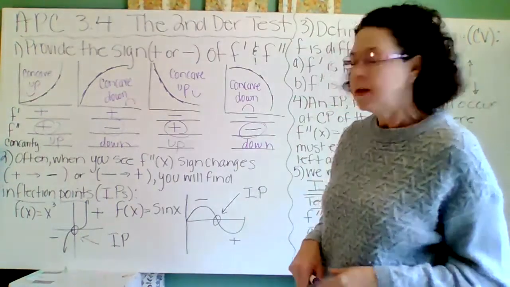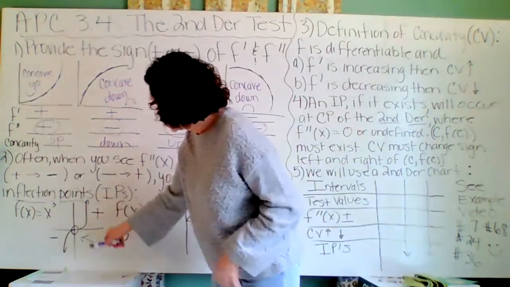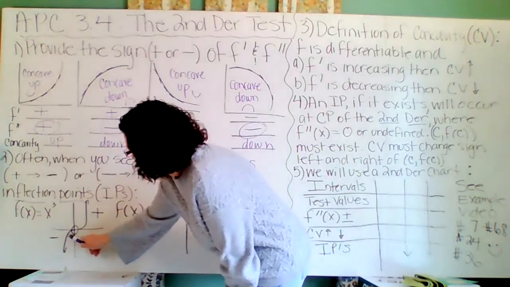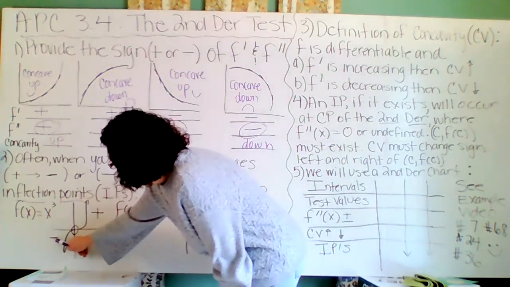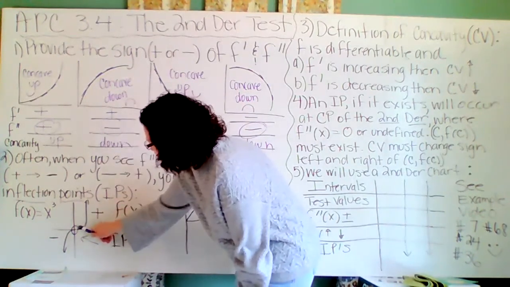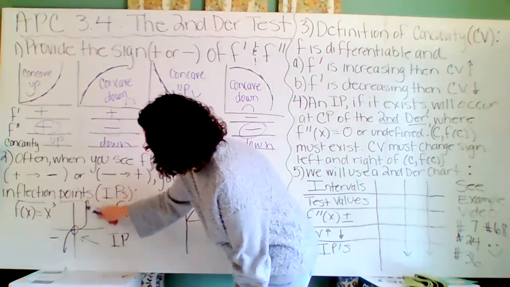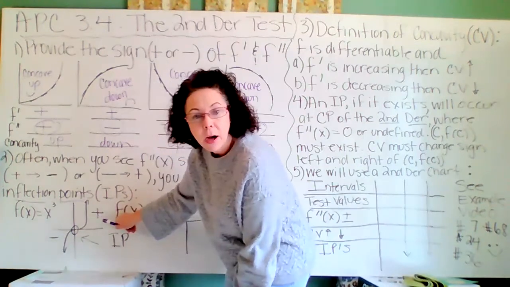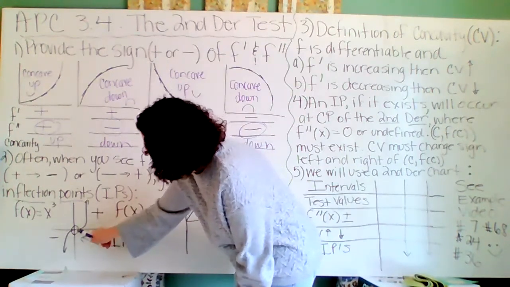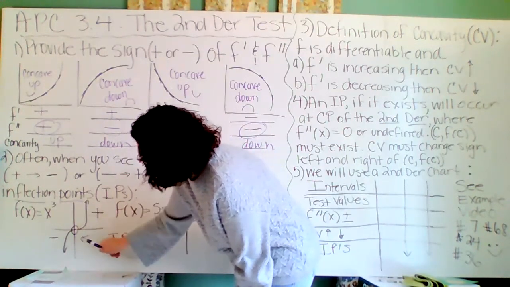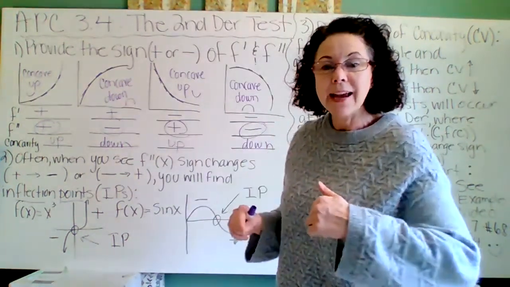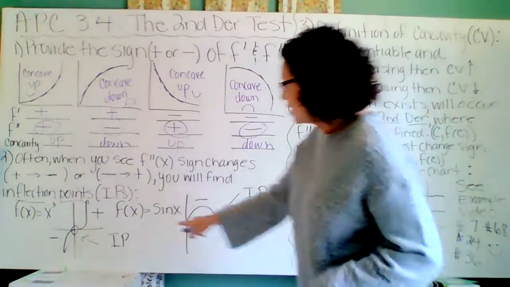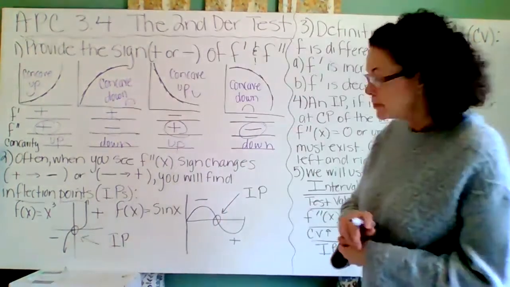So here's a function that you're used to, f of x equals x cubed. Notice here on the left that this is a concave down shape, right? The concavity would be negative. Notice that after (0, 0), this function is concave up, right? That's definitely a concave up shape. Right here at (0, 0), we call that an inflection point where the concavity changes. So the inflection point would be at (0, 0).